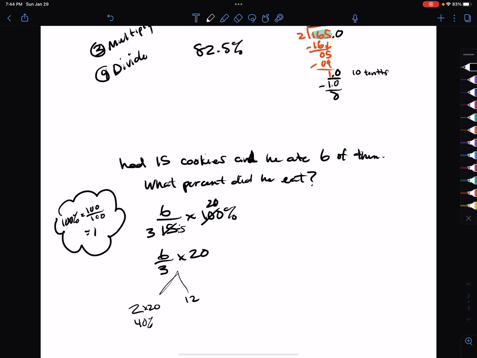Or I could multiply across the top and get 120 over 3, which is 120 divided by 3, and I know those are 12 tens divided by 3, so that's 4 tens, or 40%.